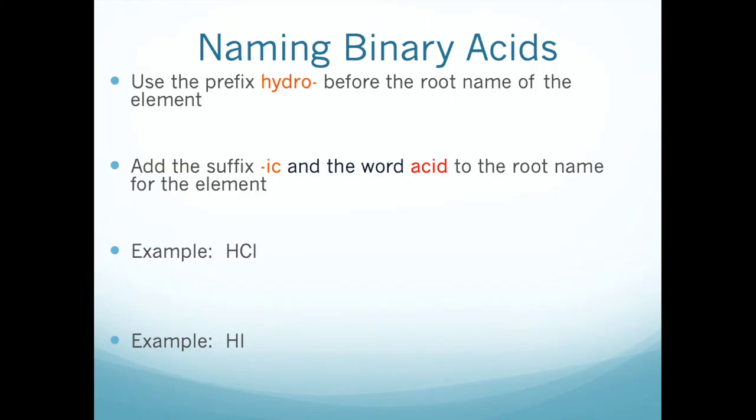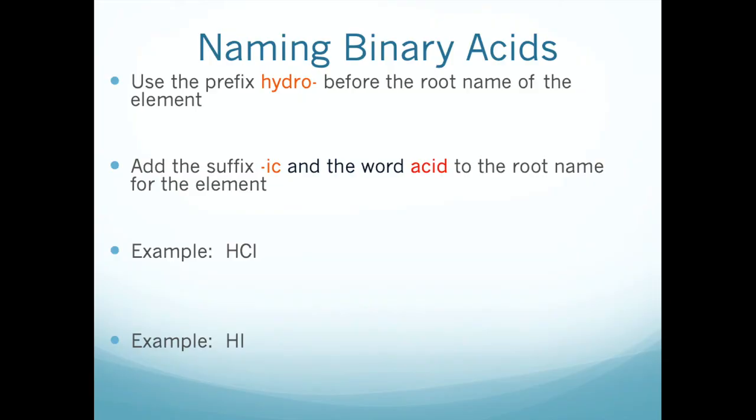When it comes to binary acids, you always start off with the prefix hydro and the suffix ic acid. Now what goes in between those two is derived from the root of our non-hydrogen element. So whatever your anion is from your binary acid, we take that root word and that goes into the name.